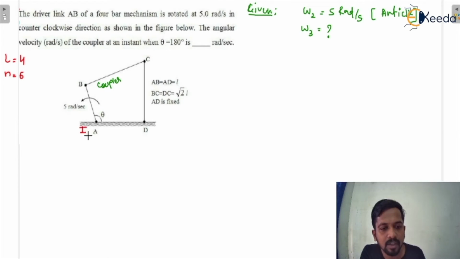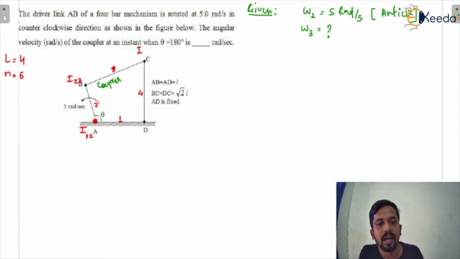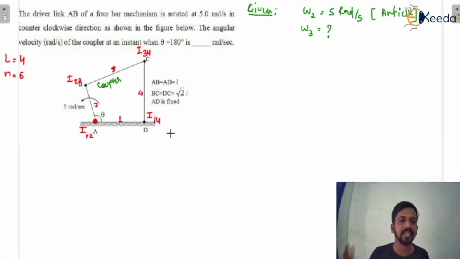I am going to draw it in the diagram, that is I12. This is the first link, this is the second link, this is the third link, and this is the fourth link. Here this is the turning pair, and this is the instantaneous center of relative motion between link 1 and link 2. Similarly, this is the instantaneous center of relative motion between 3 and 2. So I am going to write here I23. You can write it as 23 or 32, both are the same. Now it would be I34, and finally I14. So we have drawn 4 instantaneous centers.